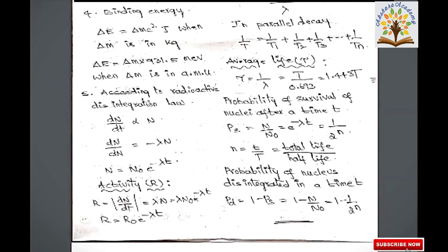According to the radioactive disintegration law or decay law, we can write dN by dt is proportional to N, or dN by dt is equal to minus lambda N. Solving this, we will get N is equal to N naught e power minus lambda t, where N is the number of radioactive nuclei present at the given instant of time t, and N naught is the number of radioactive nuclei initially present in the sample.